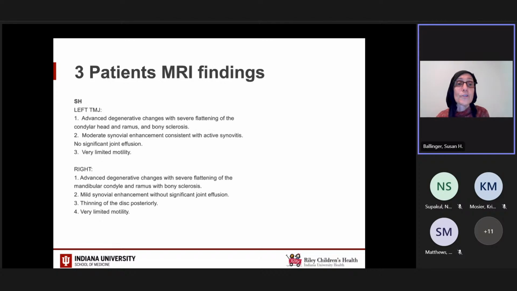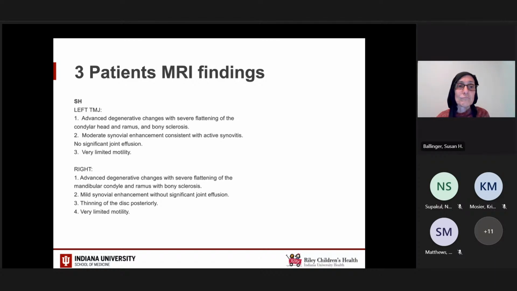We're going to talk about SH first. Her MRI findings showed advanced degenerative changes on the left with severe flattening of the condylar head and ramus and bony sclerosis. She had moderate synovial enhancement and very limited motility. And on the right, again, similar findings. She had a little bit of thinning of her disc posteriorly.